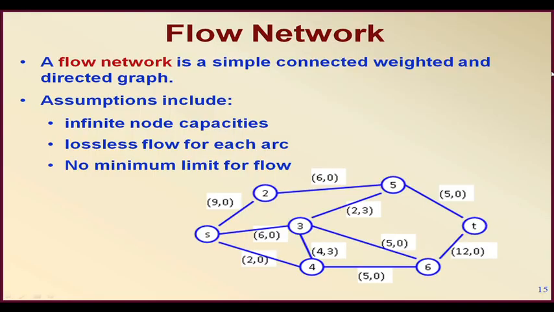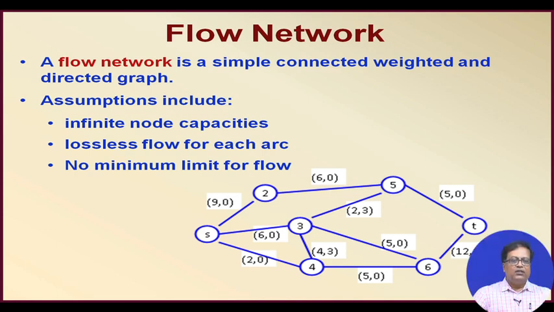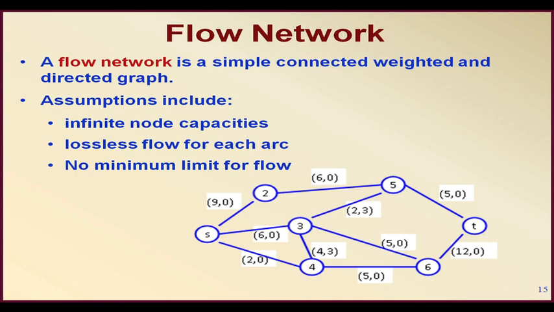Now, there are some very basic assumptions. Some of the assumptions are given here. There are infinite node capacities, lossless flow for each arc, and no minimum limit for flow. So, three such assumptions we are given. In fact, there is a fourth assumption also. There is a single source and there is a single sink.